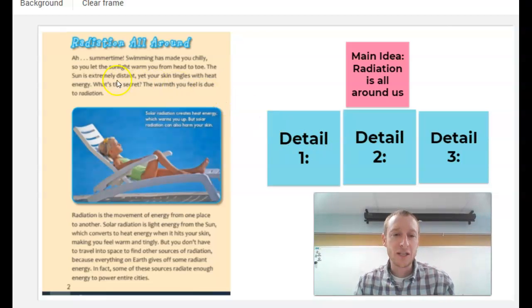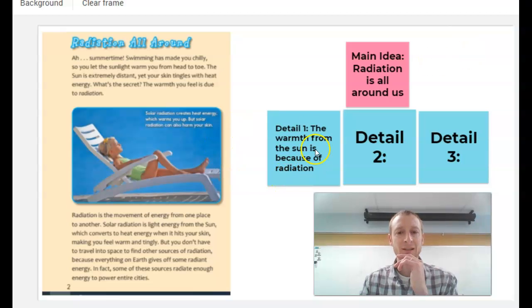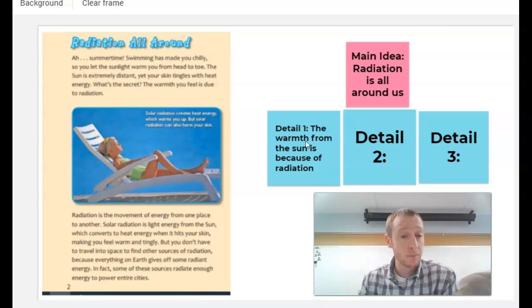Well, I guess the first detail is that the warmth you feel from the sun is due to radiation, right? The warmth of the sun. So if radiation is all around us, then one supporting detail would be that the sun's warmth is radiation. Okay, so that's detail number one, right? Main idea, radiation's all around us. Well, warmth from the sun is radiation. That's around us. How about another detail?